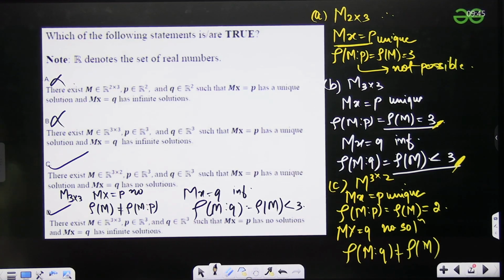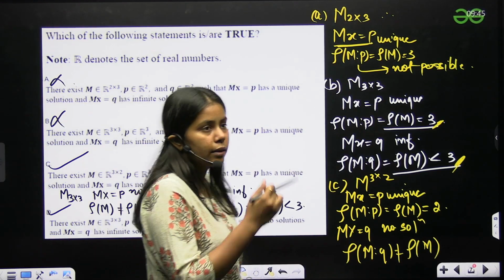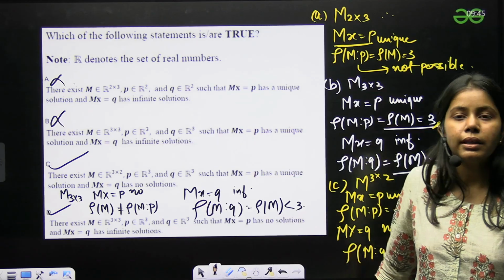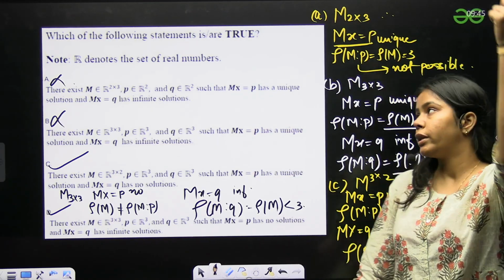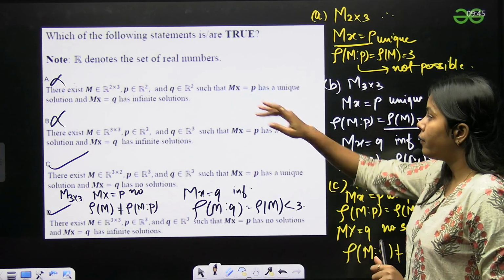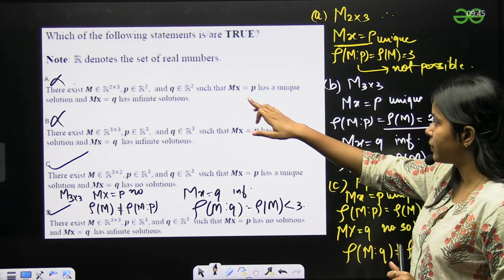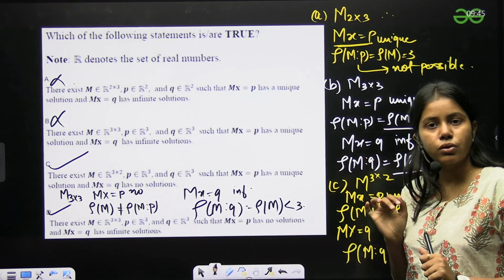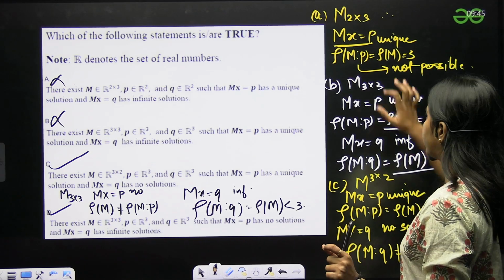Right? So I'll repeat myself once again because this is a little bit different question, and they have asked this question in GATE DA 2024. What is this question? It says, which of the following statement is/are true? We have said that there exists a matrix M such that Mx equals P has a unique solution and Mx equals Q has infinitely many solutions.